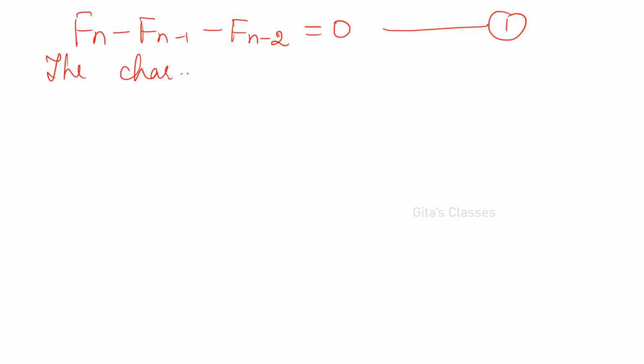I will write it again. Fn minus F(n-1) minus F(n-2), right? Is equal to 0. This is equation number 1 with F0 is equal to 0 and F1 is equal to 1. So this is of order 2. Therefore, the characteristic equation is r squared minus r minus 1 is equal to 0.